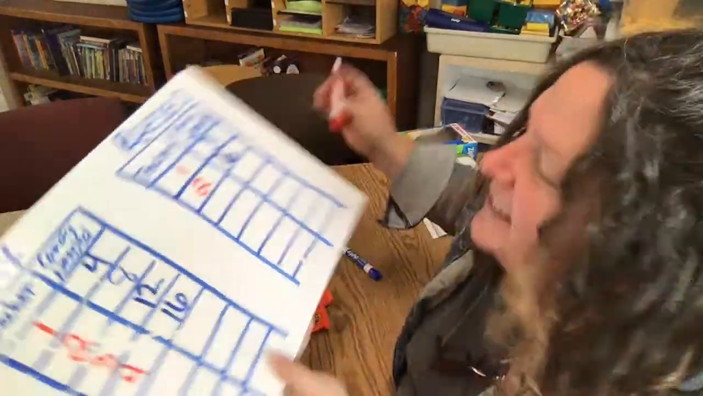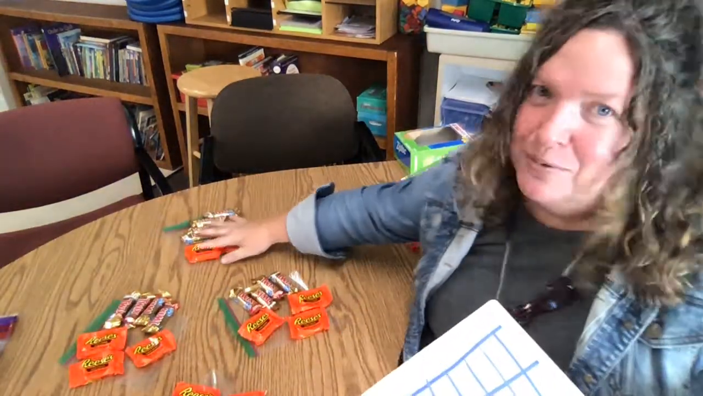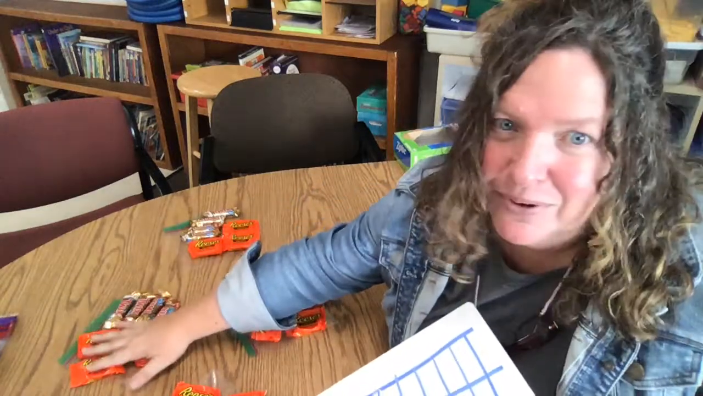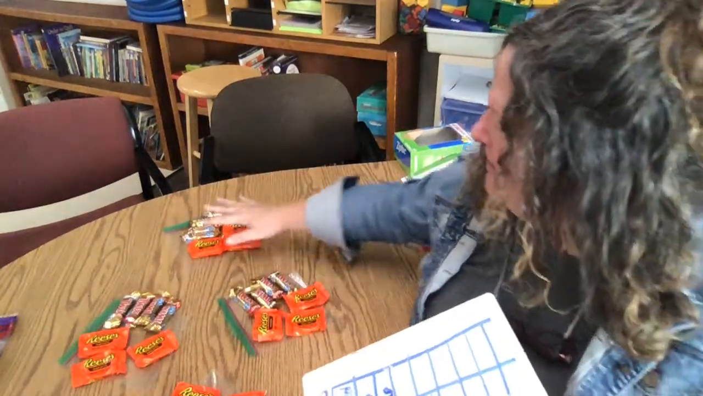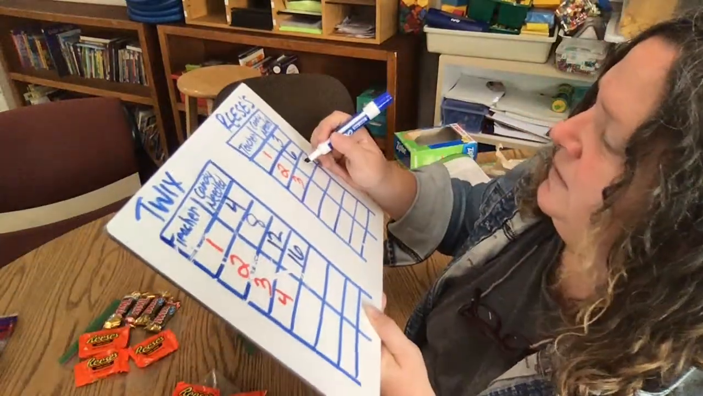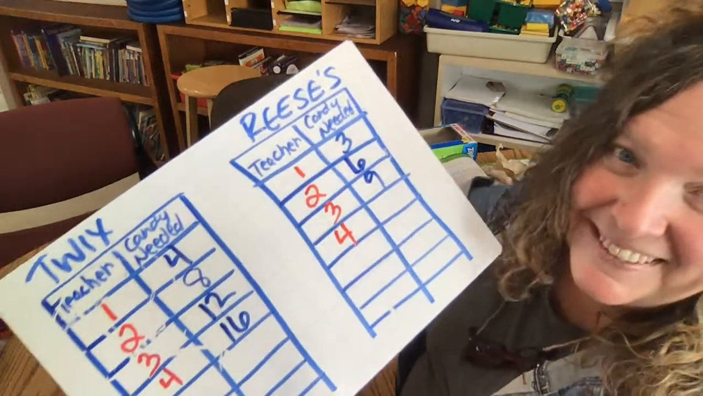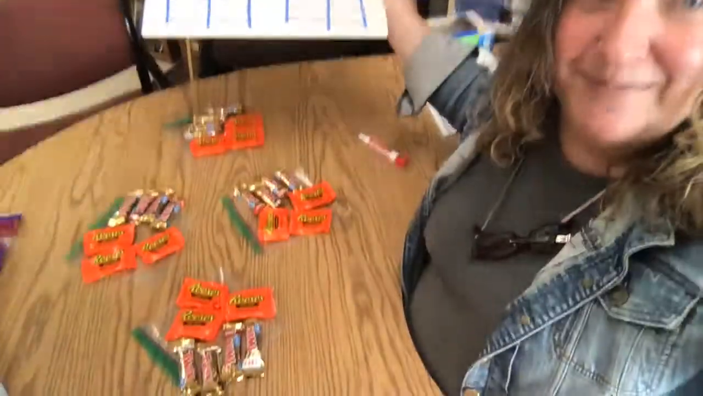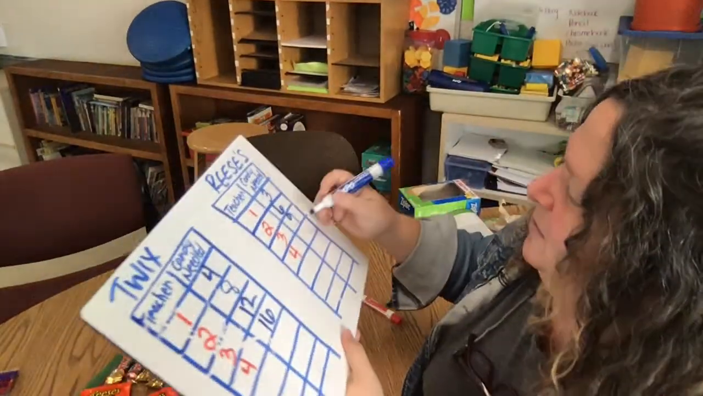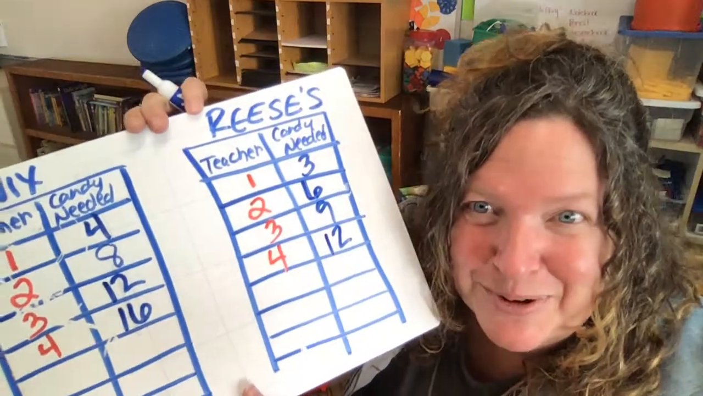Keep thinking. 3 teachers. This is for 1 teacher. This is for a second teacher. This is for a third teacher. Now how many am I at? 3, 6, 9. Now I'm at 9. And what about 4 teachers? There it is. There's 4 teachers. And I need 12 Reese's. Hopefully that's a good review for you.